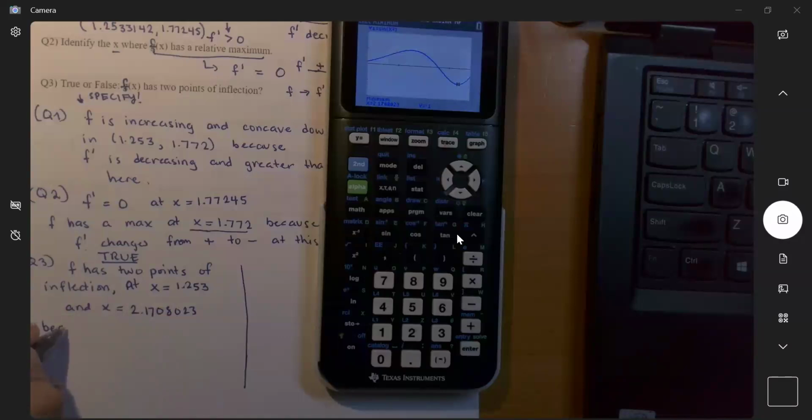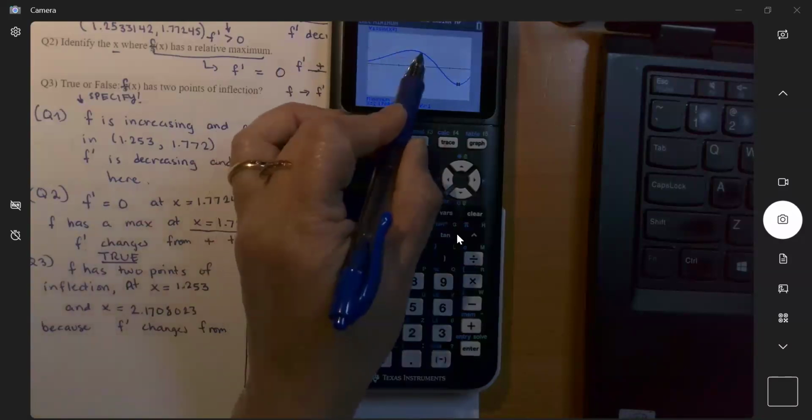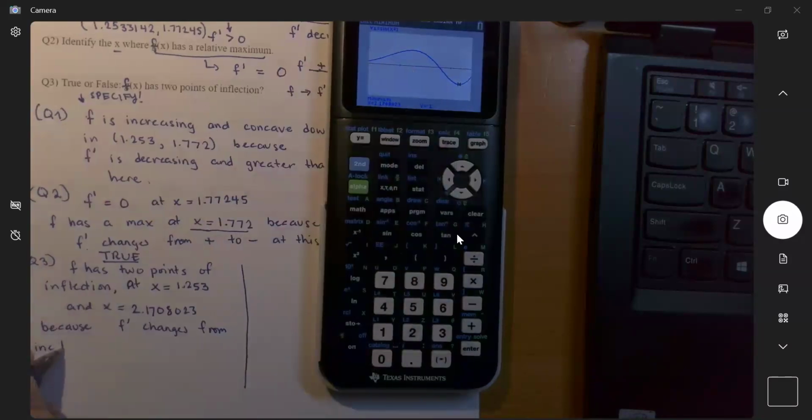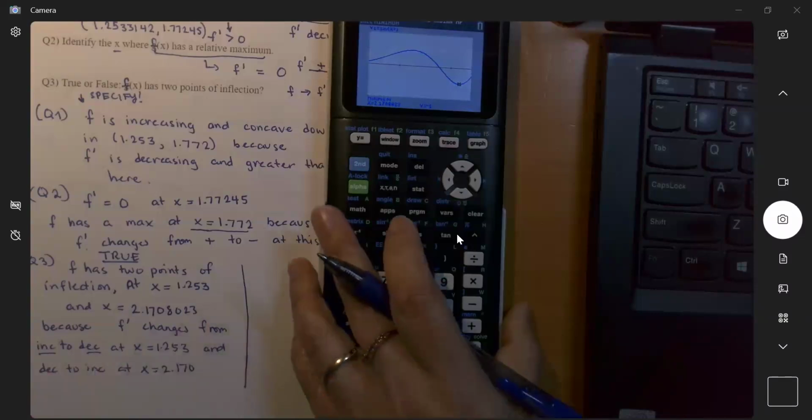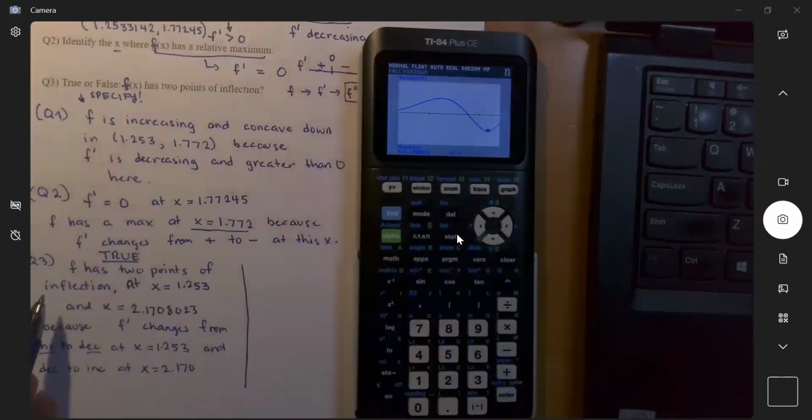Because what's going on with our f prime? f prime changes from increasing to decreasing, and decreasing to increasing at x equals 2.170. Okay, you can write this out, increasing, and the word decreasing as well. I'm just being lazy. All right, next one is, what is another way to do this?